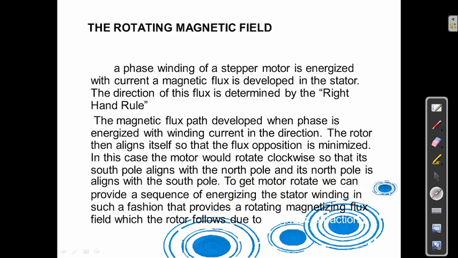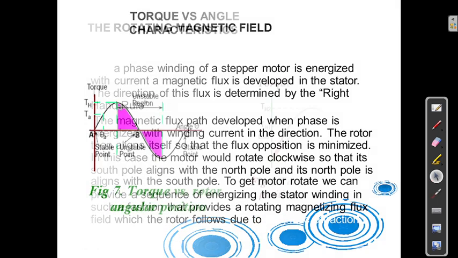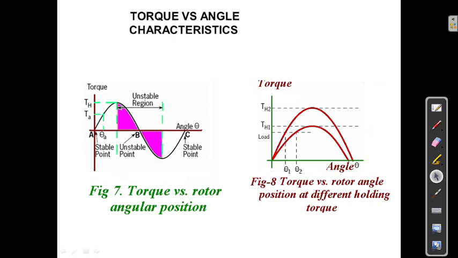To get more rotation, we can energize the stator windings in a sequence that provides a rotating magnetic field, which the rotor follows. See, this is the torque versus angle characteristic of the angular position. Here this one is a stable point and this one is an unstable point, and these two have an unstable region. This is again a stable point.